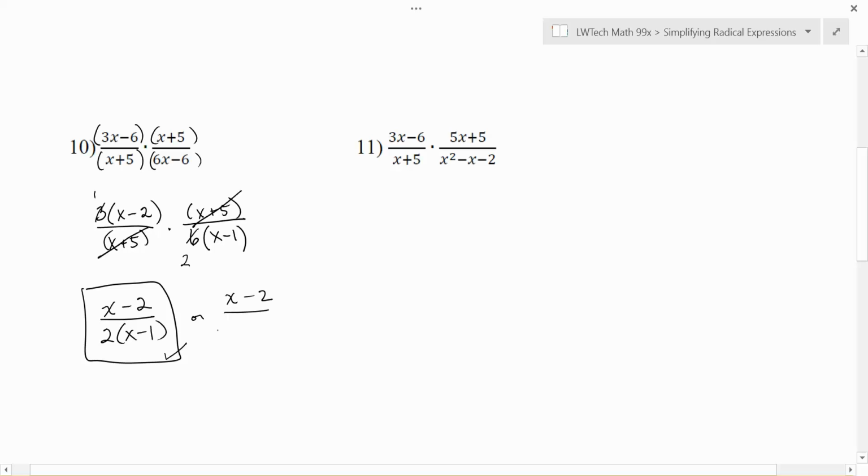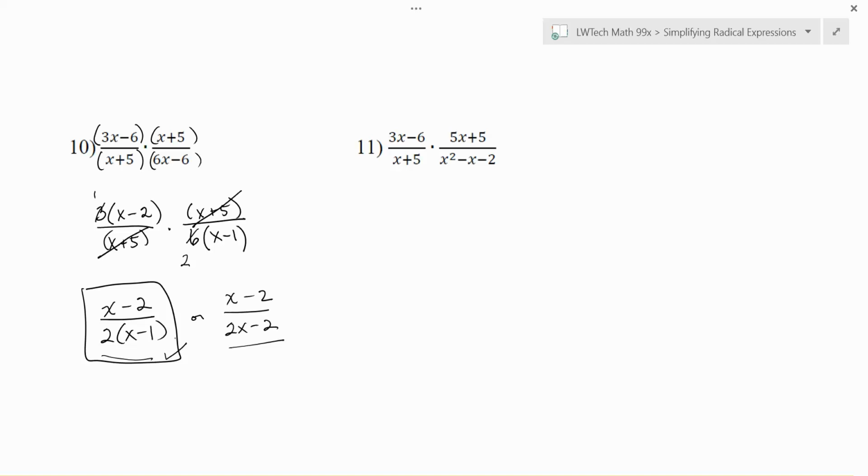Another acceptable solution would be to distribute out and get rid of any of the parentheses, so 2x minus 2. This is another way that you could write that answer, but I really like this way better because you can see if there's anything that's been canceled out, and it's less work to boot. So kind of a bonus there.